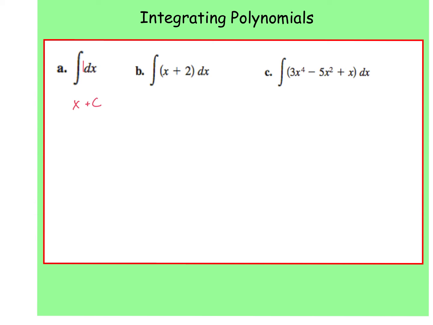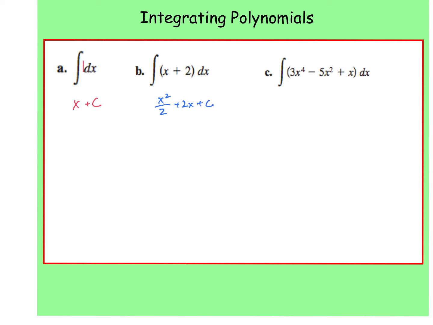All right, this next one. I have the integral of x plus 2 dx. So what's my antiderivative of x? X squared over 2. All right, or 1/2 x squared. I also totally like you doing that. And then what's the antiderivative of 2? 2x plus c. Very good.